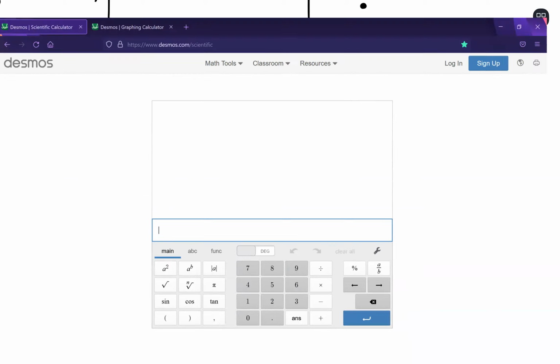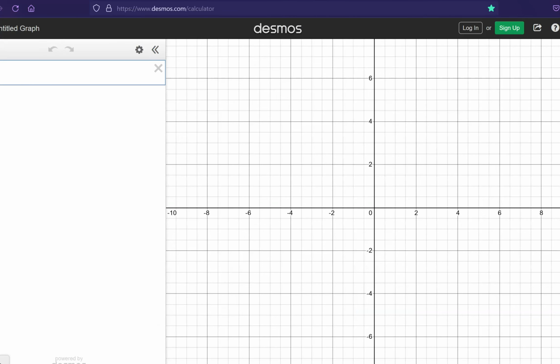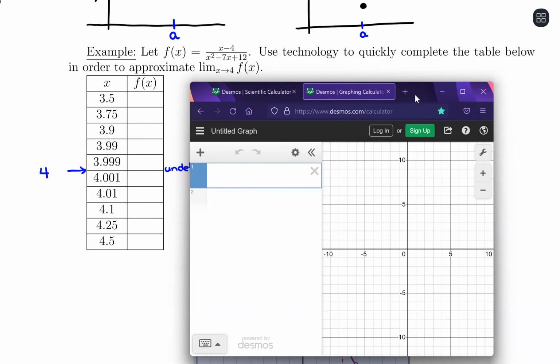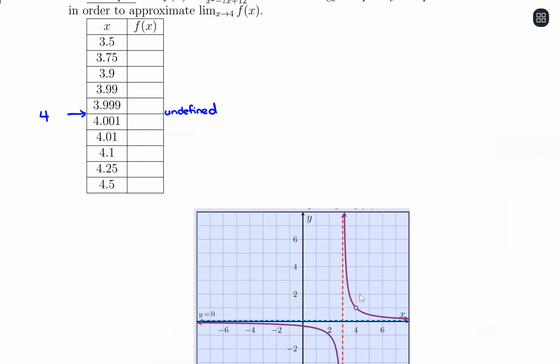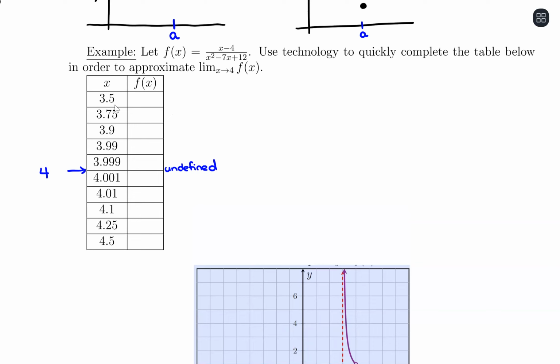Okay, so let's talk about going to Desmos. We're going to do the graphing calculator. And I'm going to focus on this left-hand side part, because I provided the graph down below so you can see our rational function and how there's a hole right at 4. We want to see what's happening to these y values as we get closer and closer. Visually we can see they're getting closer and closer to 1, but let's see how we can evaluate that numerically with this table right here.